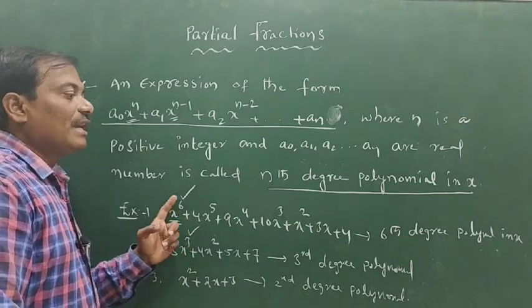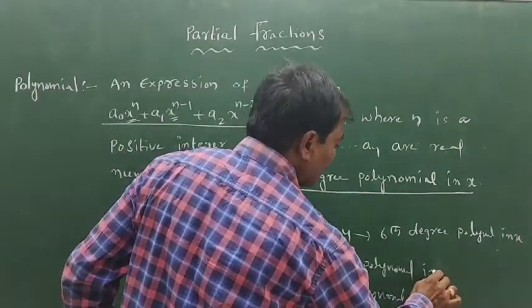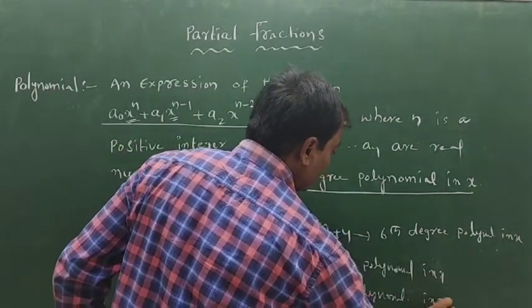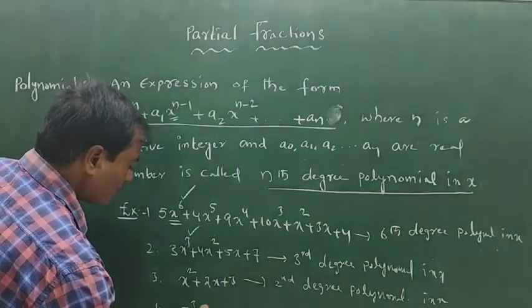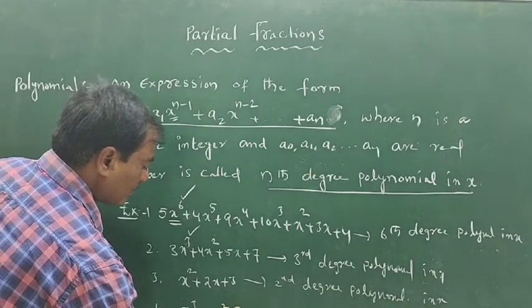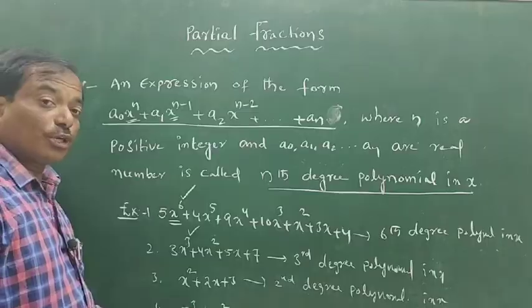Expressions of this kind are said to be polynomials, and based on the power of the variable, this is said to be the degree of the polynomial. It is in x, so a polynomial in x. We are taking one more example, a fourth one: z cube plus 4 z square plus z plus 2. This is also a polynomial.